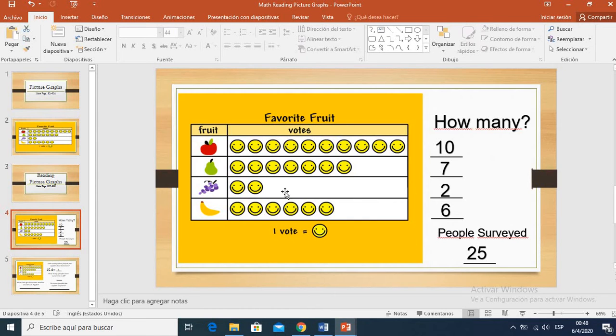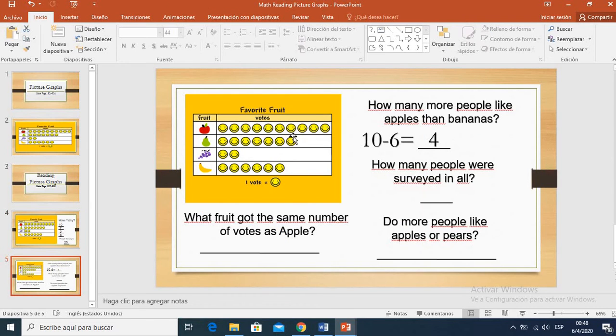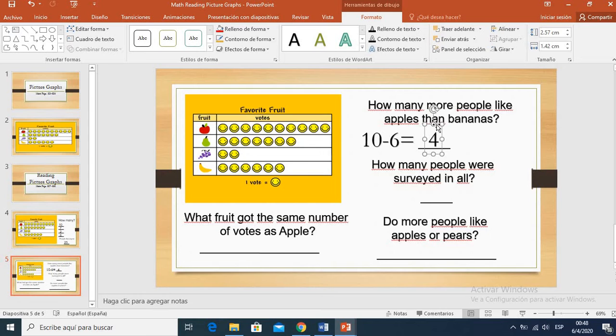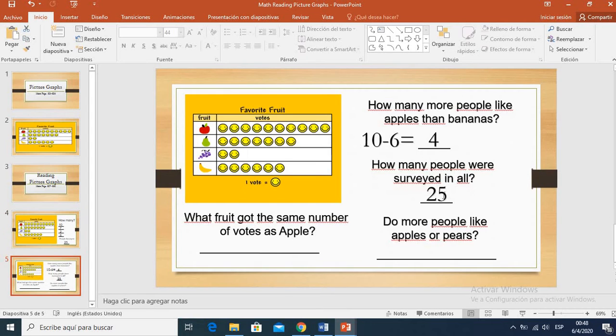Okay? Because we already have this answer, we are just going to copy the same number, you see? We're not going to count all of the happy faces again because we already know the number. What is the number? 25. Yes? 25 people were served in all. I don't count them again because we already counted in the first page. You see? How many people were served? 25. What number will I write here?